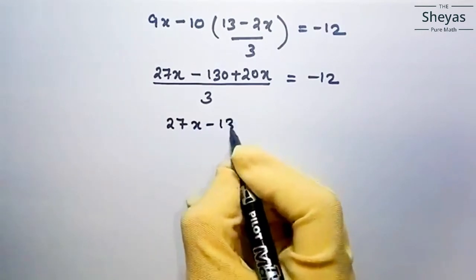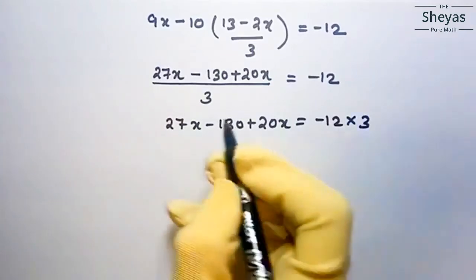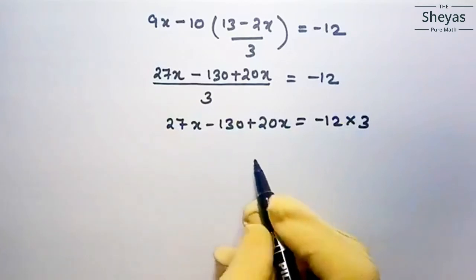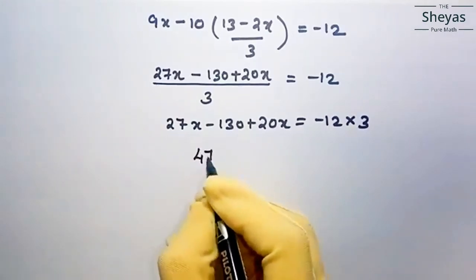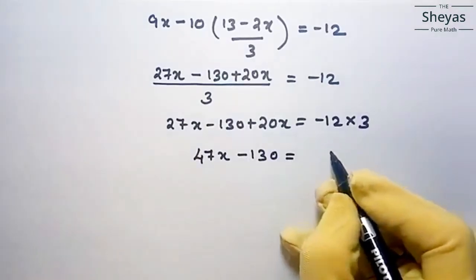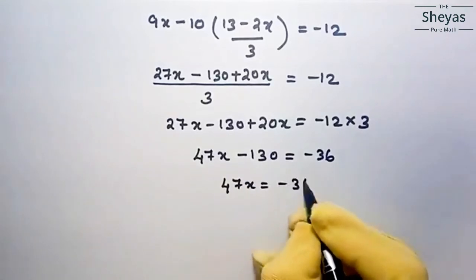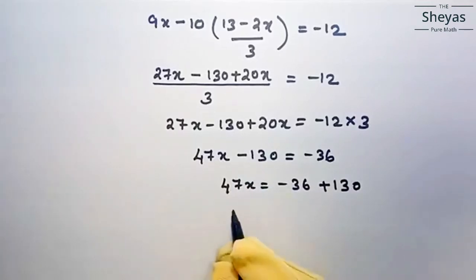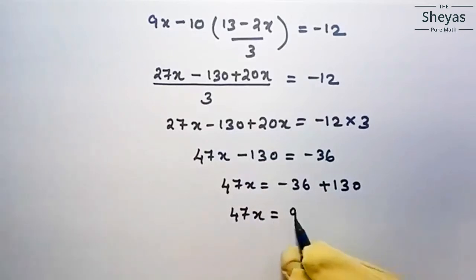Now 27x minus 130 plus 20x is equal to minus 12 into 3. Which is in the division part, if it goes to the other side, it will become multiplication. Now 27x plus 20x will be 47x minus 130 is equal to minus 12 into 3 is minus 36. Now 47x is equal to minus 36 plus 130. If it goes to the other side, it will become plus 130. Now 47x is equal to, if you calculate this, the answer is 94.